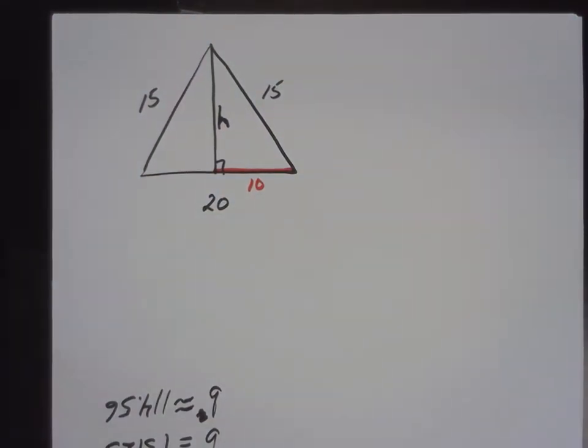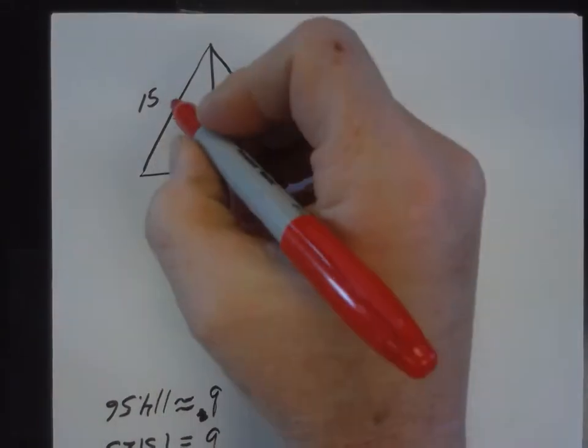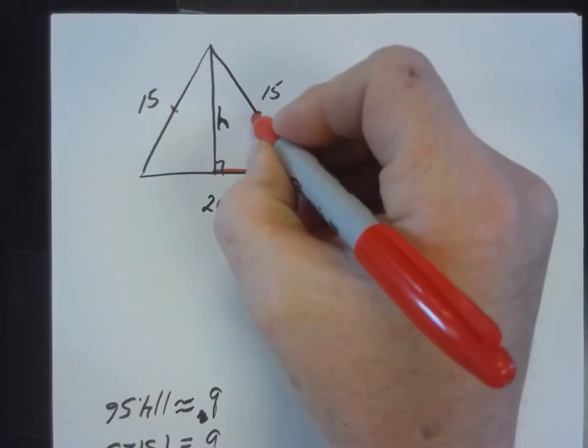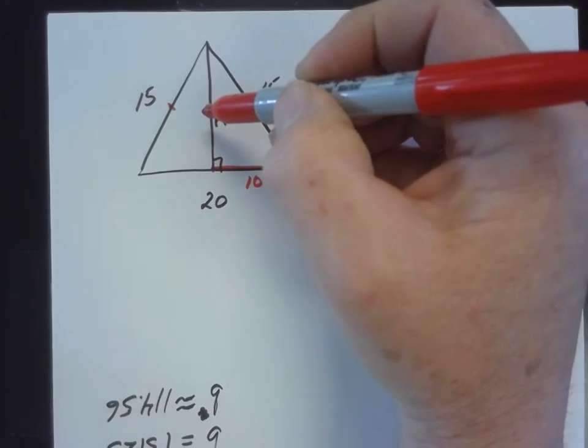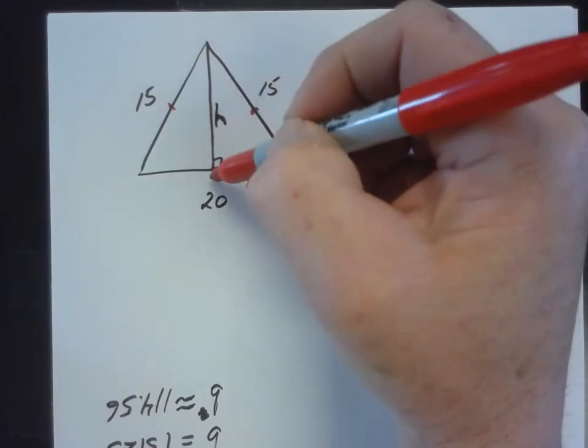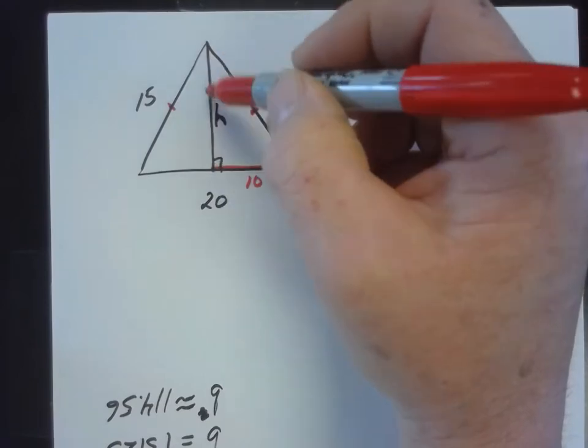An isosceles triangle. Okay. It's an isosceles triangle, which means the altitude is also going to be a median and a perpendicular bisector, isn't it? It's not just an altitude.